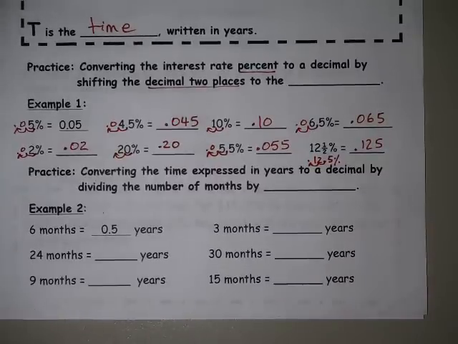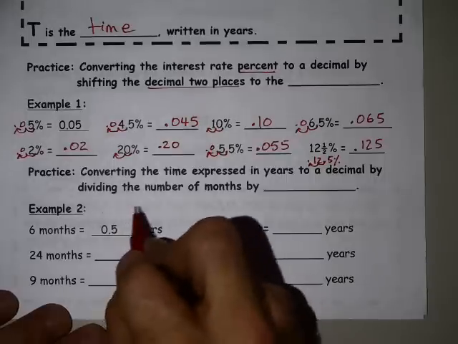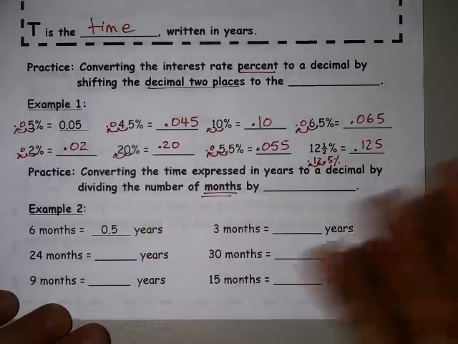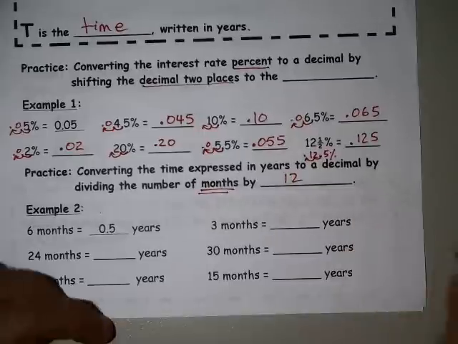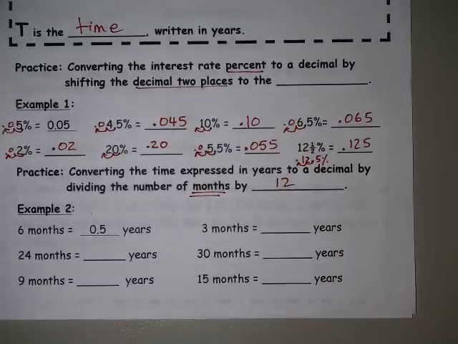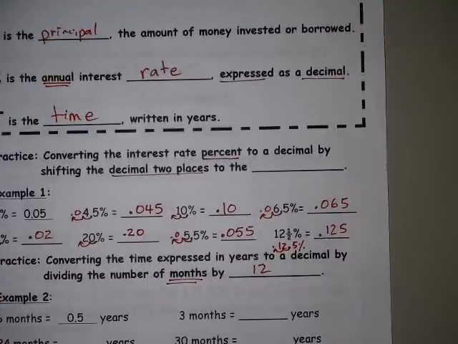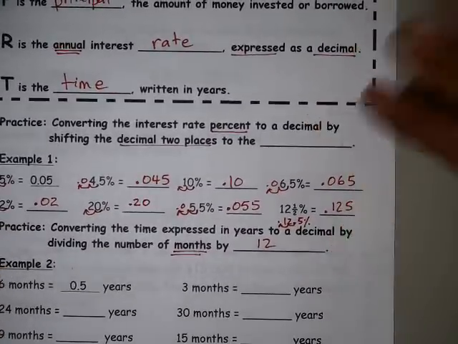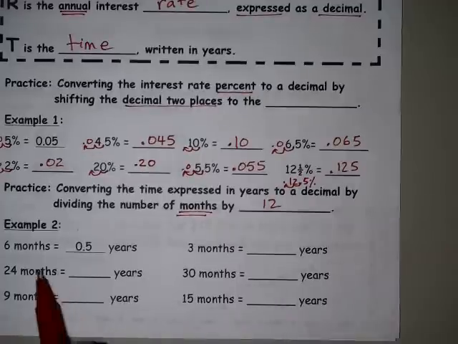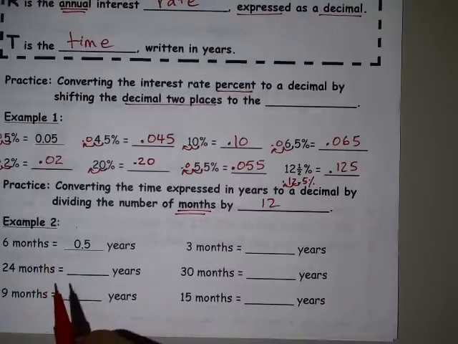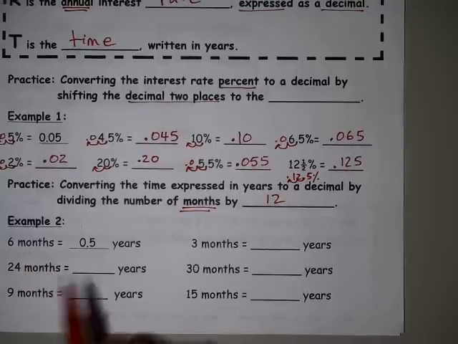Again, when we do the time, we need to divide the number of months they give us, if it's given in months, by 12. If it just says 1 year, then the t in our formula is just going to be 1. If it's 2 years, it's just going to be 2. If it's 2.5 years, 2.5. But sometimes they give us the length of time for the loan, or whatever we're doing with this money, in months, so we have to do that.